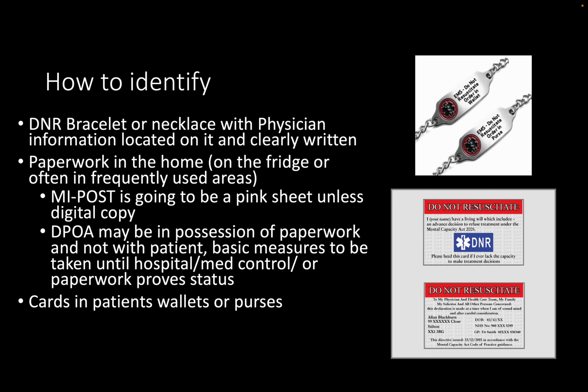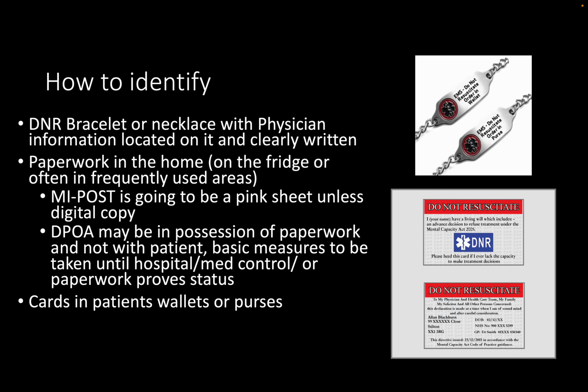You can identify a DNR patient with their bracelet, necklace, or anything that has do not resuscitate clearly written. Paperwork can be in homes. Typically, they are on a fridge or in frequently used areas. Nursing facilities can have these DNR orders on face sheets that they hand out to the providers on ALS and BLS arrivals. A MyPOST agreement is similar, and we'll discuss that later, but that is going to be a pink sheet unless it is a digital copy.